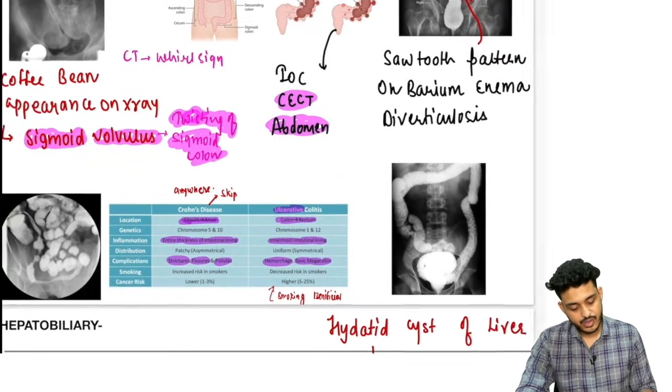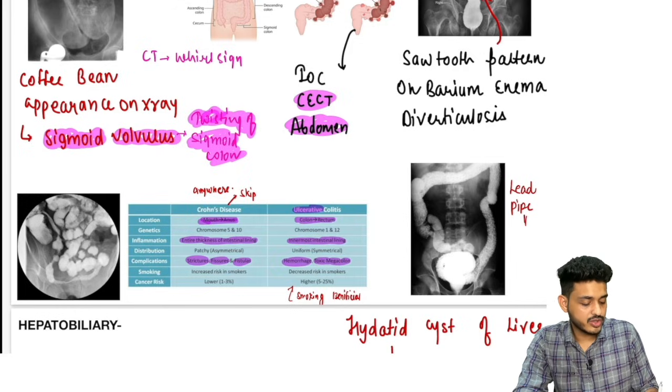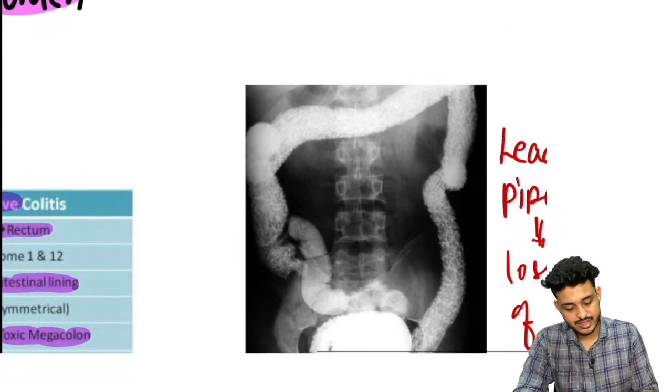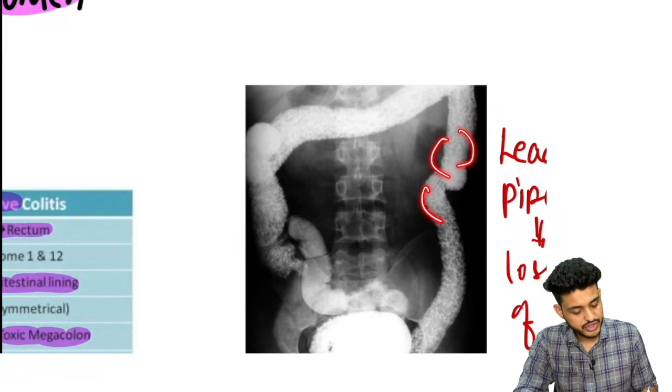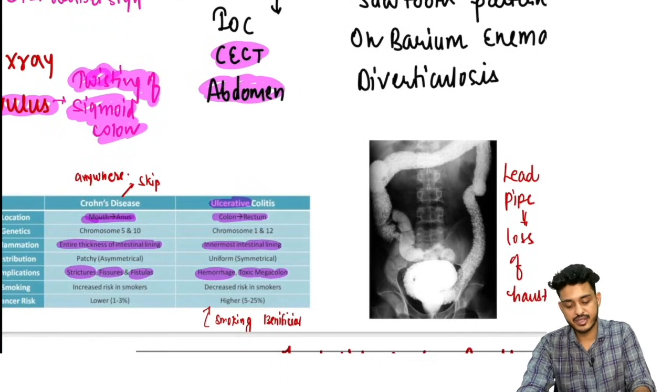Here you will have this particular appearance, known as lead pipe appearance, beta. In lead pipe appearance, there will be loss of haustrations. This particular appearance that you are having is known as lead pipe appearance, very characteristic of ulcerative colitis.